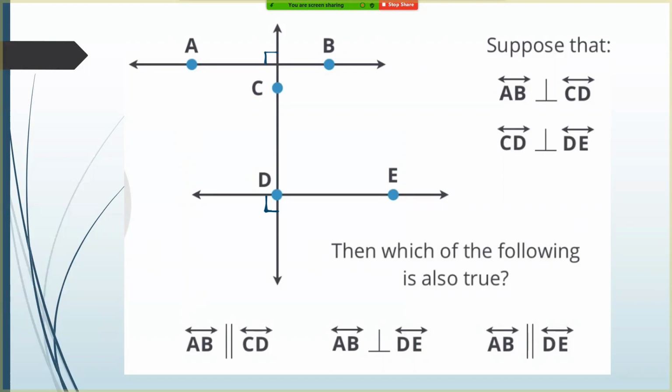Is line AB parallel to line CD? What do you think? No. We were told in our instructions that AB was perpendicular to CD. Can't be perpendicular and parallel at the same time. Is line AB perpendicular to line DE? Nope. Is line AB parallel to line DE? Yes, it is. So line AB is also parallel to line DE.